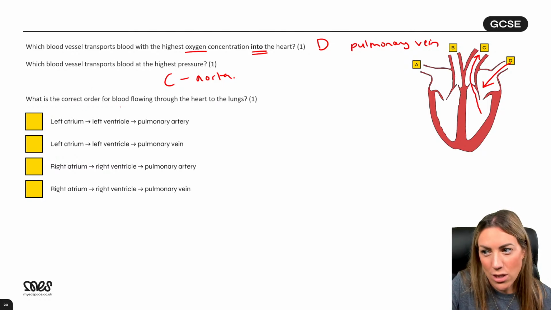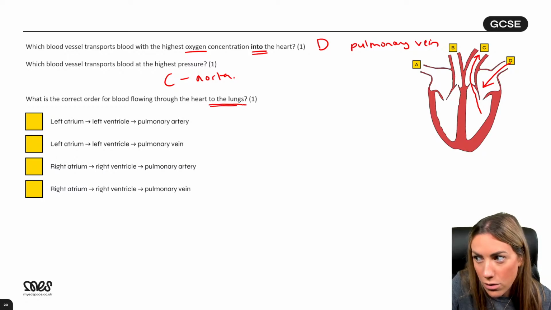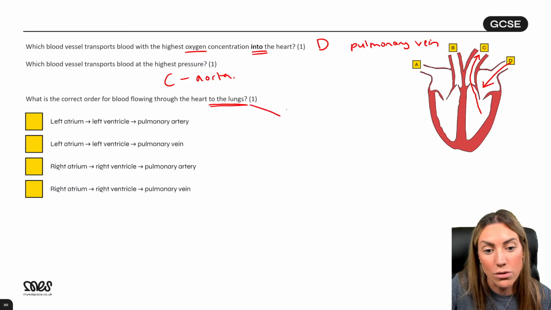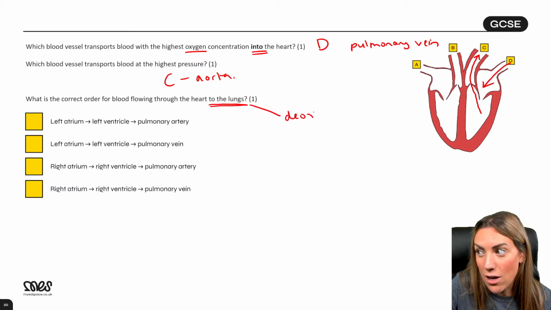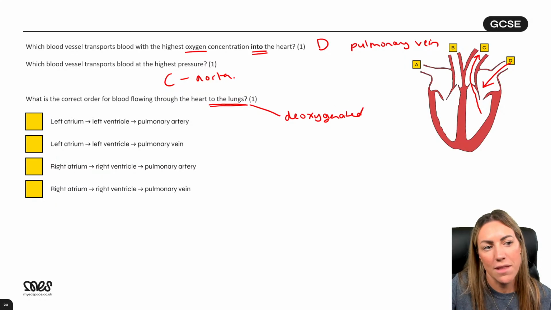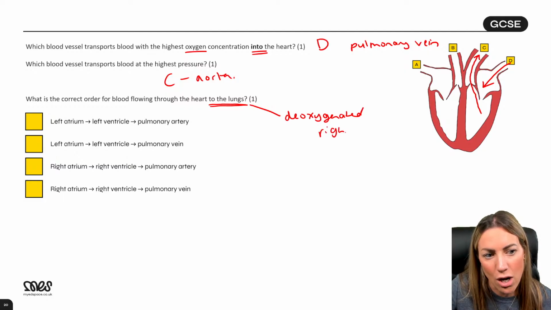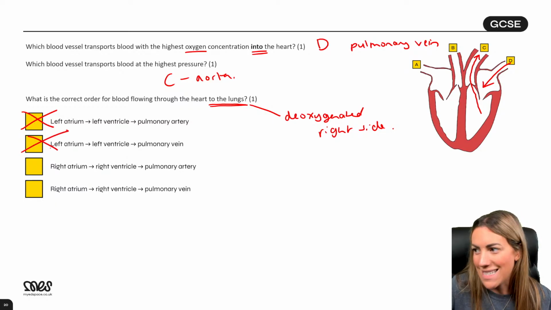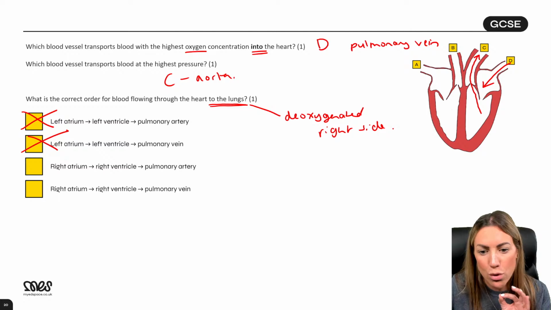What is the correct order for blood flowing through the heart to the lungs? So to the lungs, this means it's deoxygenated because it's going to the lungs to get oxygenated. So the first thing I would think when I saw this question is it's got to be the right side. So I can cross off these straight away because it's deoxygenated. It's going to the lungs.